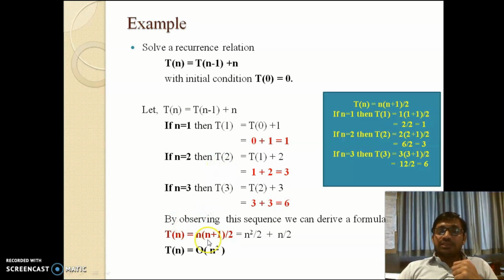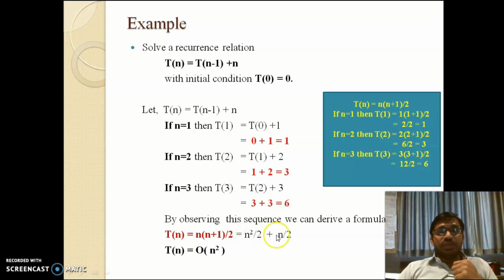Now solve this equation, then we can write n square divided by 2 plus n divided by 2. Now out of these two terms, n square divided by 2 plus n divided by 2, we have to identify which has the highest power. So our first term, n square divided by 2, has the highest power.